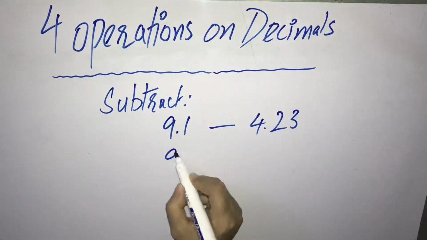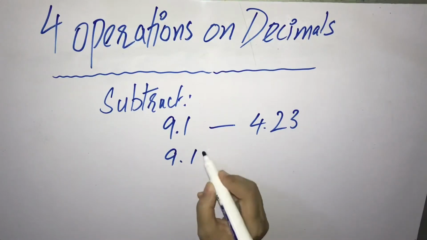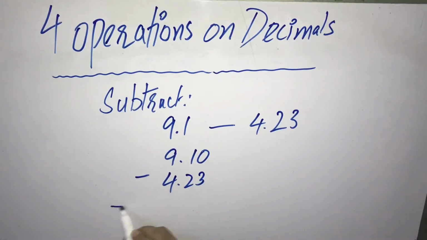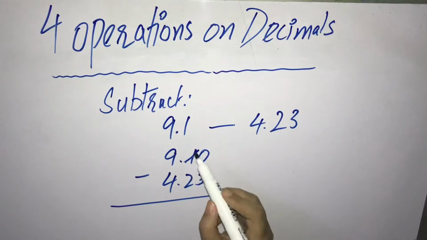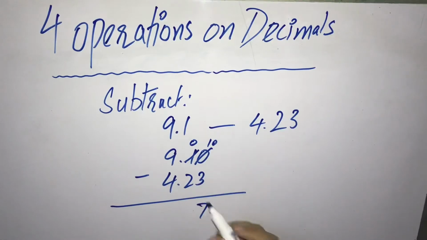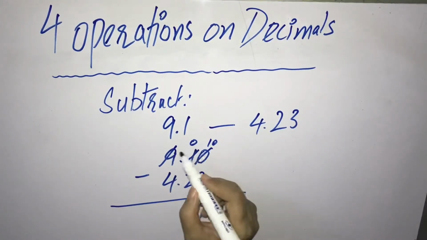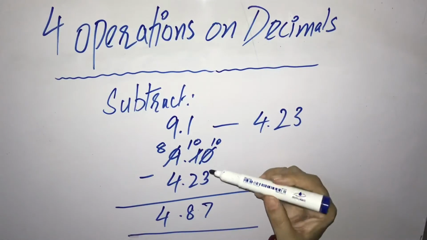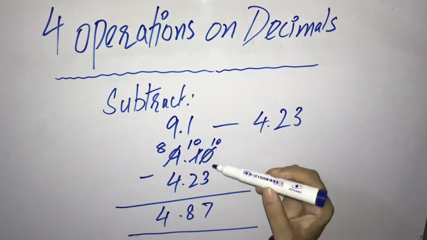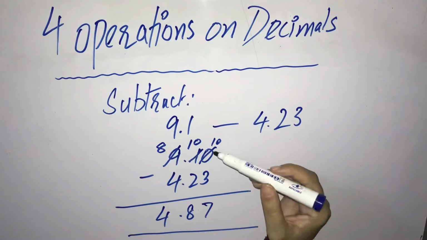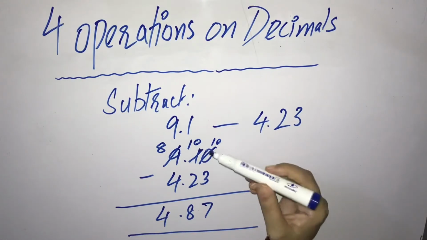So when you have to subtract, you will write 9.1 as 9.10 and 4.23 below it. Now when you subtract, you will borrow 1 from here, make it 10, and this becomes 0. 10 minus 3 is 7. Now borrow 1 from here, it will be 8, and this is 10. 10 minus 2 is 8 and 8 minus 4 is 4. We have added this 0 ourselves because we have to subtract a number which has 2 decimal places from a number which has 1 decimal place. So we make it a 2 decimal place number and then we subtract.